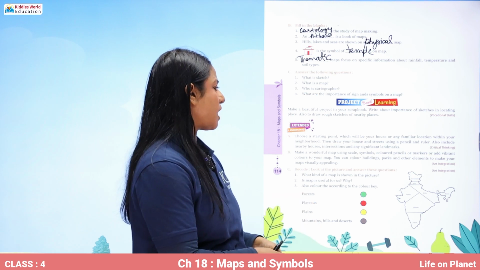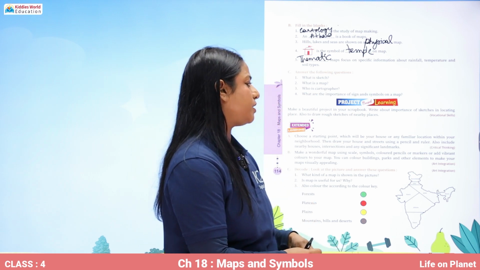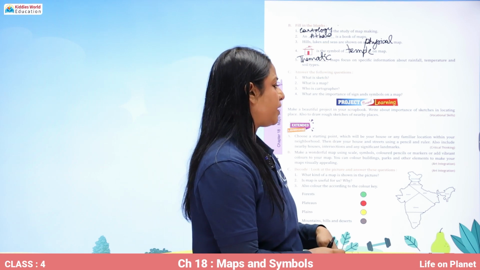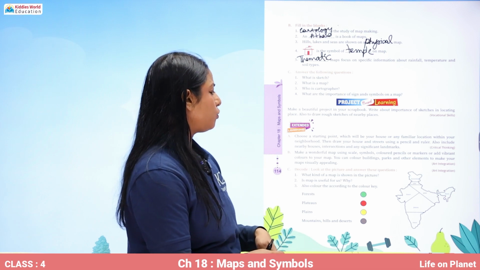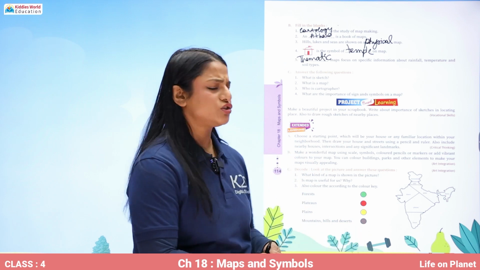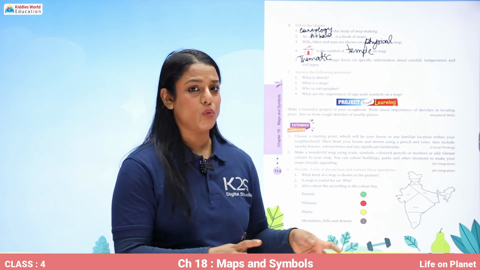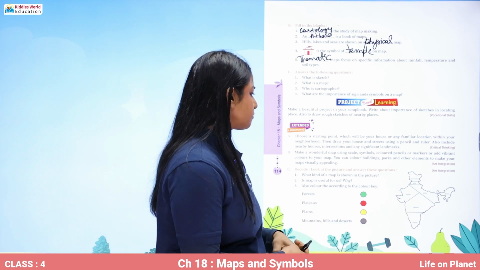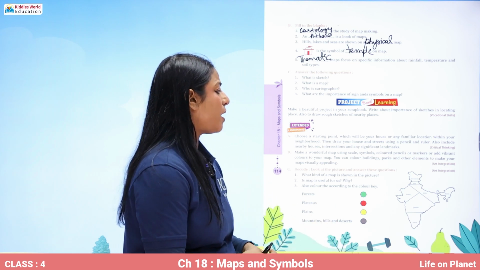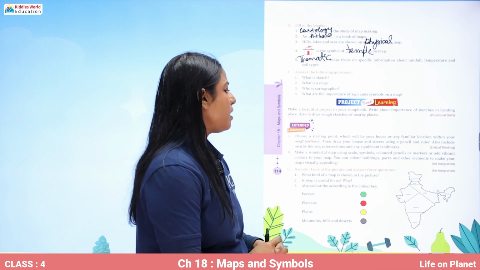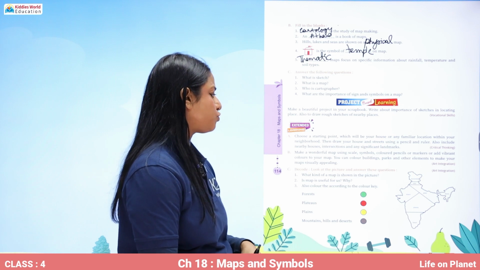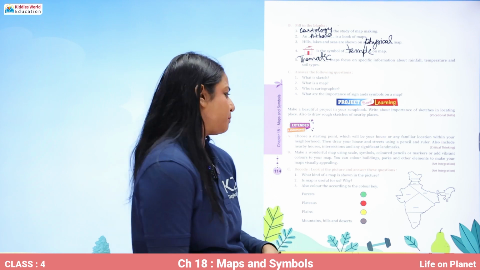Then just choose a starting point which will be your house or any familiar location within your neighborhood. Then draw your house and street using a pencil and ruler. Also include nearby houses, intersections and significant places which are nearby. Alright, so just draw a kind of map of your own locality. Then you can make a wonderful map using scale, symbols, color pencils, markers and vibrant colors. And then you can color the buildings, the parks and other elements to make the map visually appealing.